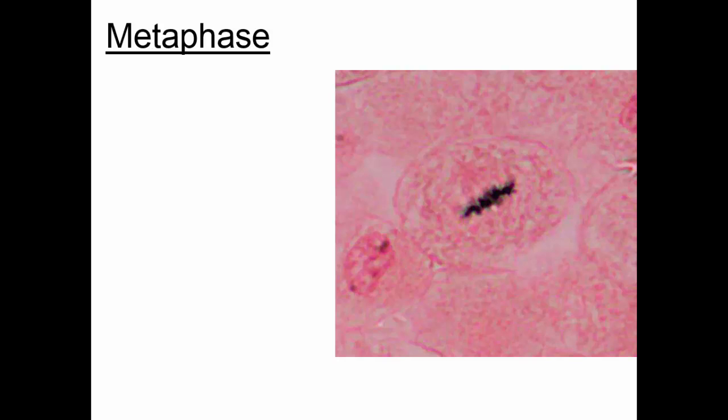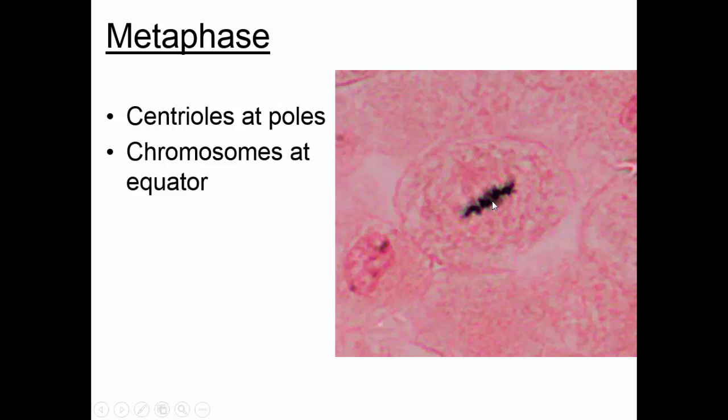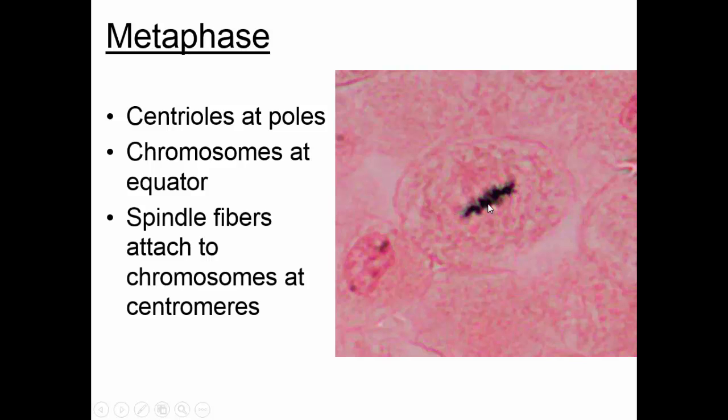During the next phase of mitosis, metaphase, we see the centrioles. They have moved to the opposite ends of the cell, and they have developed spindle fibers. The chromosomes are all lined up here at the equator. The spindle fibers attach to each chromosome, as well as attaching to the cell membrane back here, so that the centrioles are anchored in the cell.